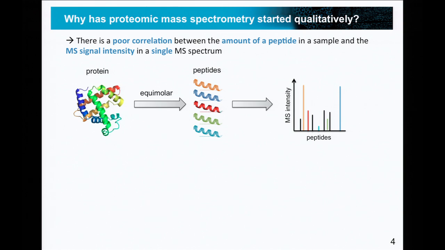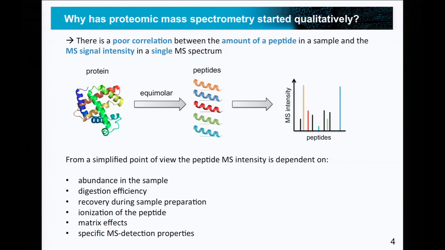And the reason for that is that this intensity that we measure here in the mass spectrometer is unfortunately not only dependent on the abundance of this peptide in the sample, but it's also dependent on a whole lot of other factors. Like, for example, the intensity we see here also depends on the digestion efficiency of a specific peptide. So how completely is it cleaved out of the mother protein? It also depends on the recovery of this peptide during sample processing.